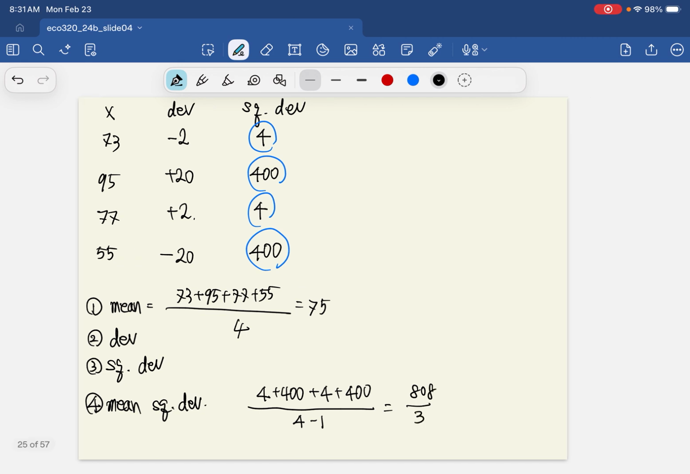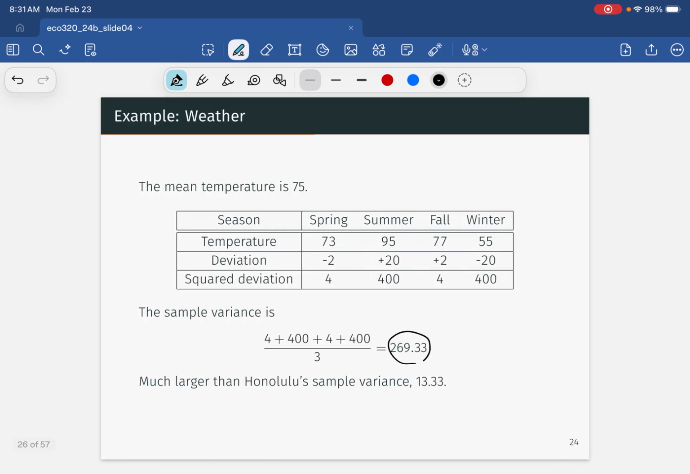How big is that? That is 269, right? So compare this to Honolulu's variance. Honolulu's sample variance was 13.33. So Phoenix weather is much more changing over a year. Okay, that's what we could learn from the variance. So we learned how to calculate the variance from raw data. I will continue in the next video.